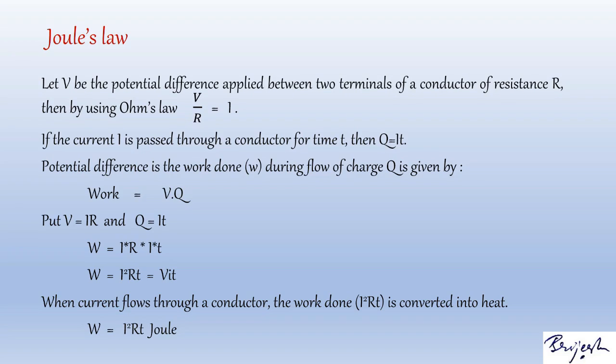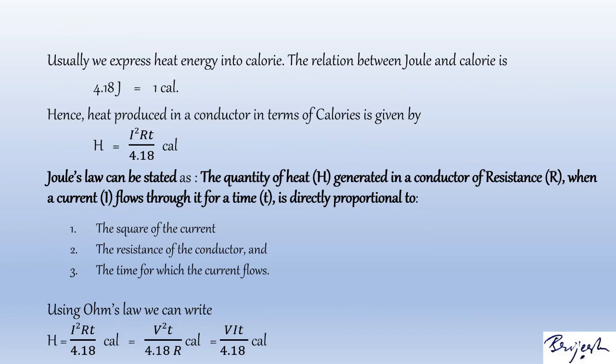So we get various other expressions for work and heat, which you will just have to remember. When current flows through a conductor, the work done I square R t is converted into heat, that is W equal to I square R t joule.